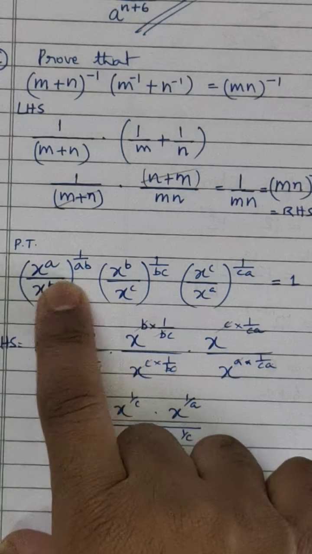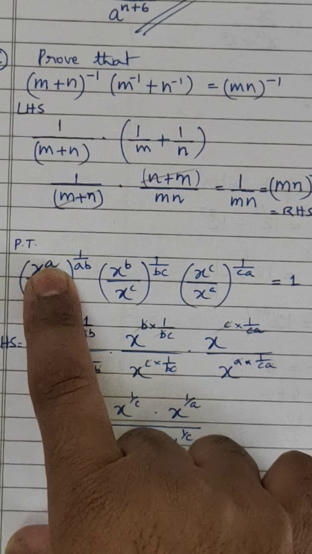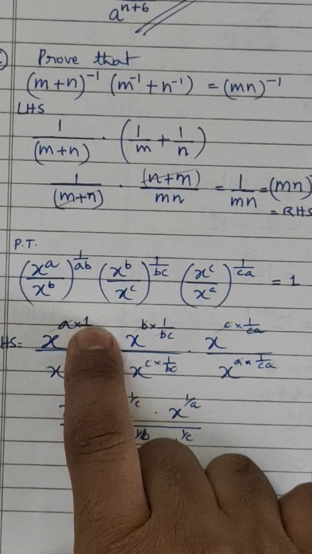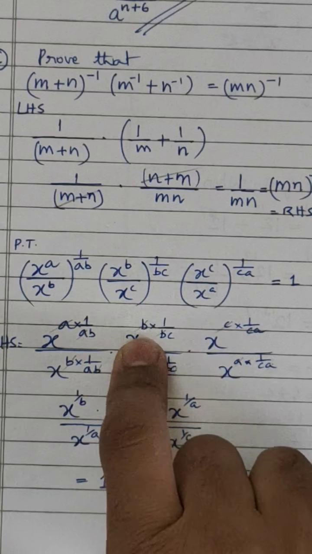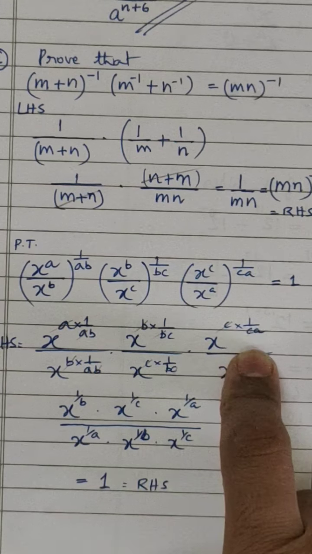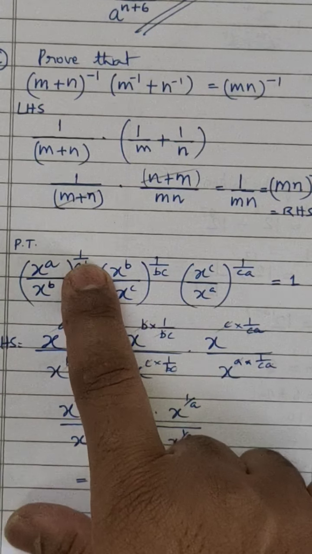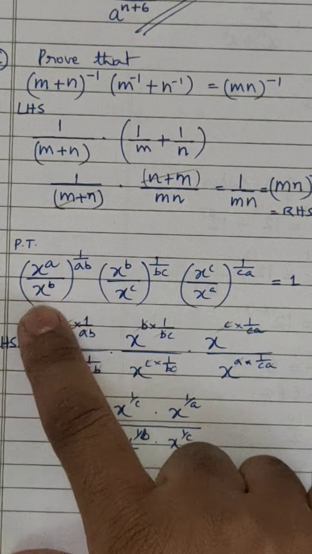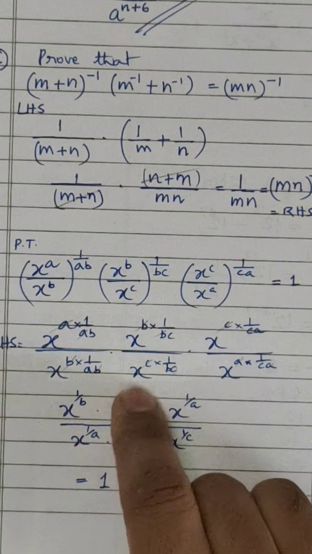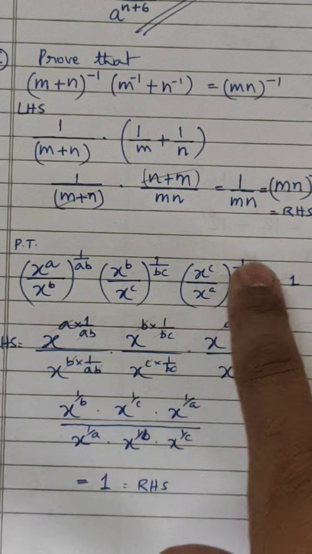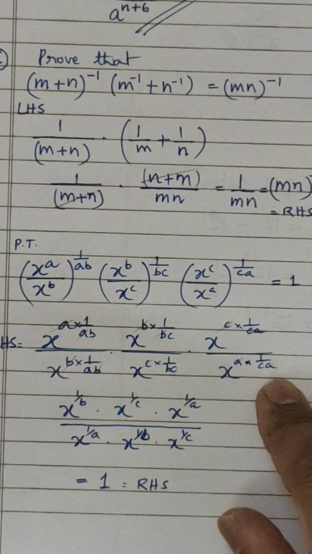Here you bring in the formula a to the power of m whole to the power of n is equal to a to the power of m into n. That is equal to x to the power of a into 1 by ab. Here also x to the power of b into 1 by bc. Here also x to the power of c into 1 by ca. So this power belongs to the denominator also, then that will become x to the power of b into 1 by ab, x to the power of c into 1 by bc, into x to the power of a, 1 by ca.